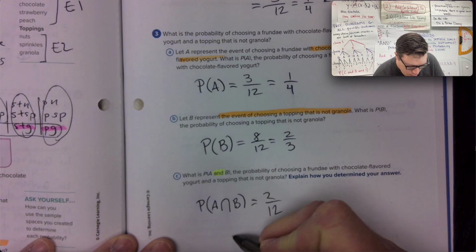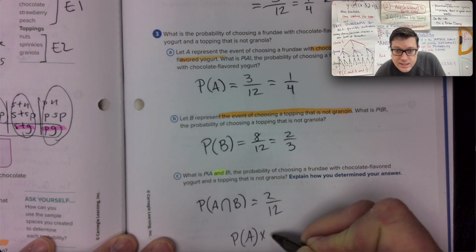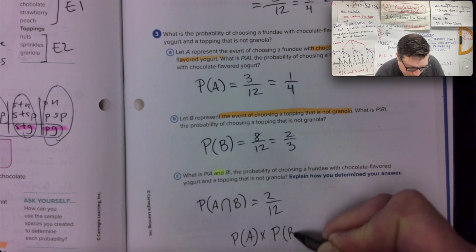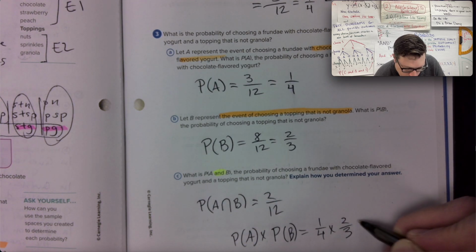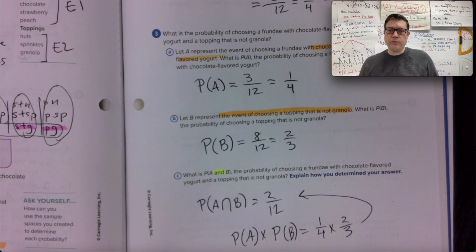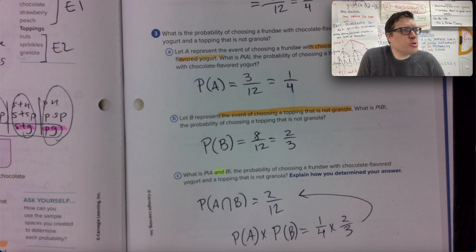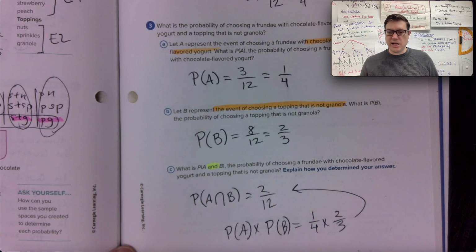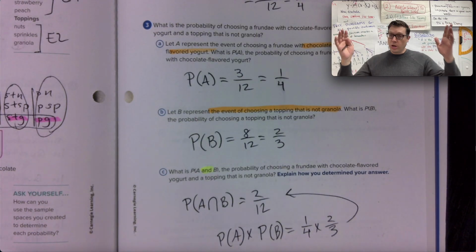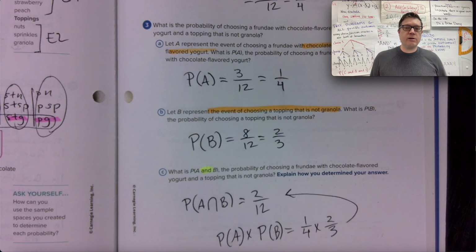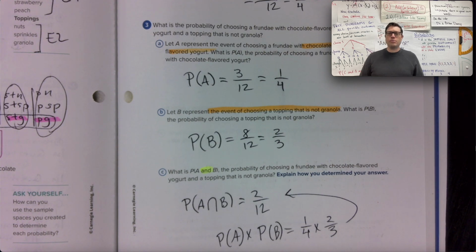Because this means the probability of A times the probability of B. So 1/4 times 2/3. And that happens to be 2/12. 2/12 reduces to 1/6. You could write 1/6, not necessary. 2/12 is more descriptive. 2/12 tells us there are 12 total options, and 2 of them fit the criteria. 2/12, perfectly acceptable for an answer.